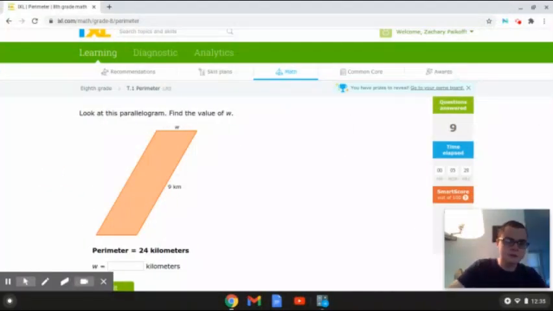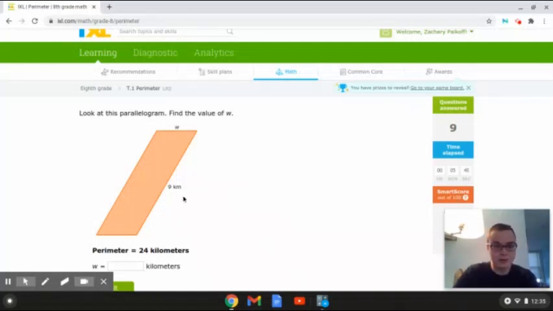Okay, so this first problem reads, look at this parallelogram and find the value of W. So as we can see here, this parallelogram has a slant height of 9 kilometers, and the perimeter of this parallelogram is 24 kilometers. Okay, so we are given the perimeter and we have to figure out the side.